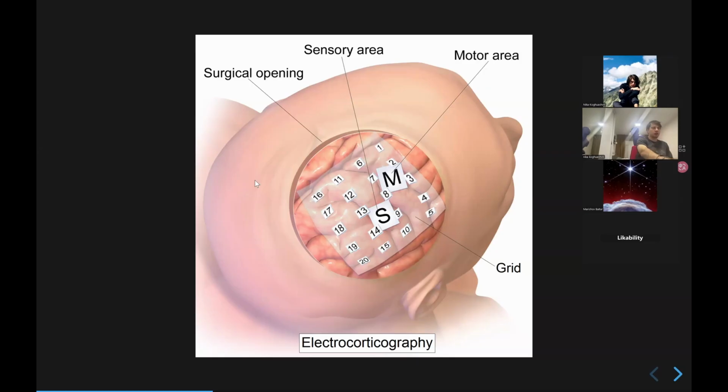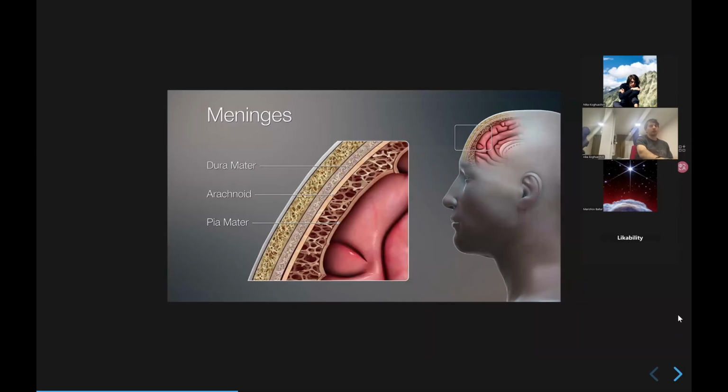So this is ECOG. And precisely what it does is, let's look at this example. What exactly is between your scalp, which is the outside of your head, and your brain?